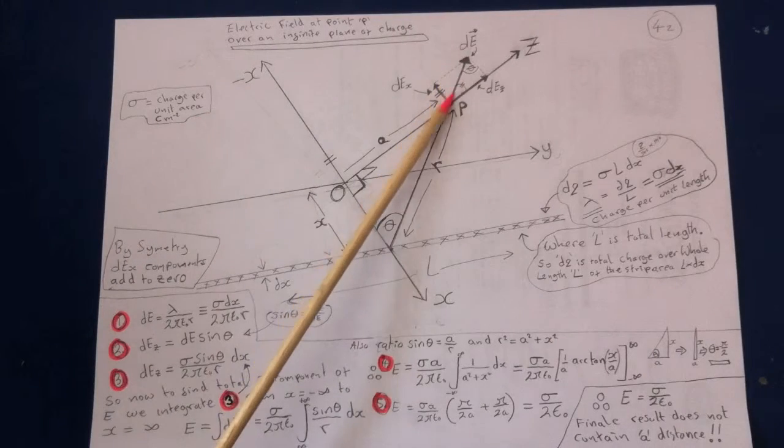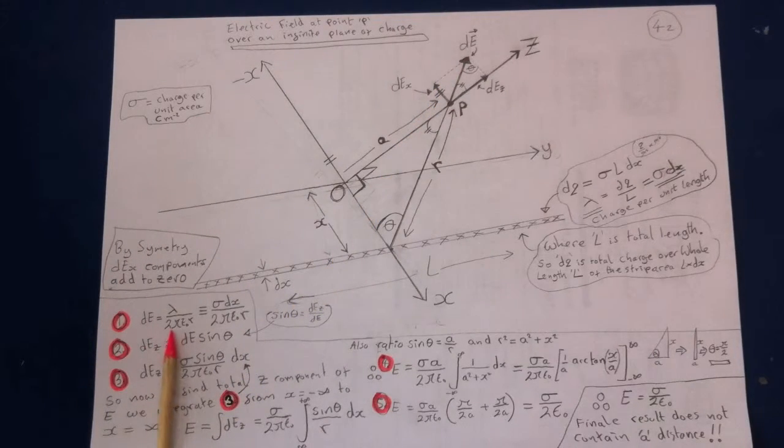We know what the magnitude of this is. That is from the line charge equation, lambda over 2 pi epsilon naught r. So we've got the magnitude, and we also do that substitution for lambda, so we've got sigma dx. Okay, so that's what we're going to use here.